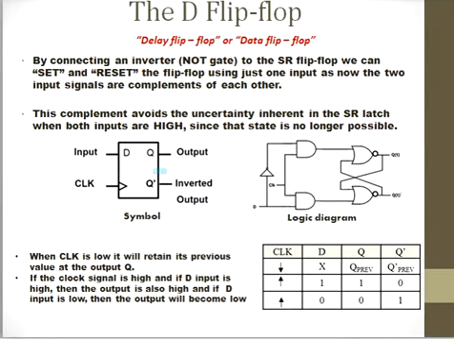As we discussed, the D flip-flop is also called the delay flip-flop or data flip-flop. A simple RS flip-flop requires two inputs, one to set the output and one to reset the output. By connecting an inverter, as you see here, to the RS flip-flop, we can set and reset the flip-flop using just one input, as now the two input signals are complements of each other. If you give 1 here, then 0 will go here and 1 will go here. So the condition of both inputs high will be avoided in this case.